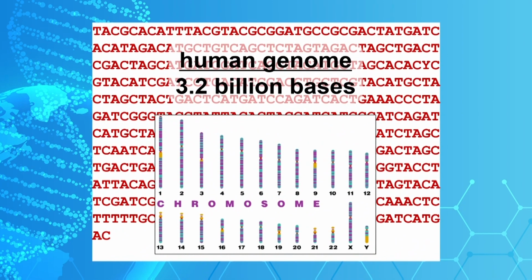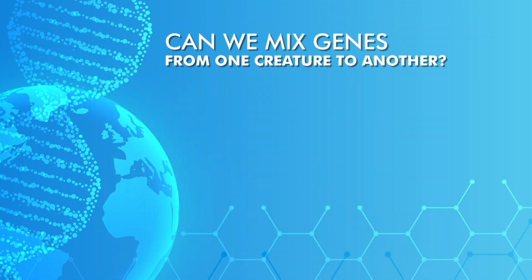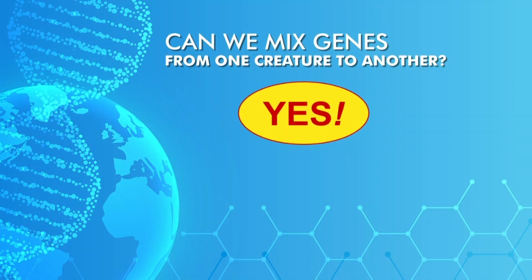And if we talk about the human genome, with the combination of these letters, the DNA is 3.2 billion bases long, and this 3.2 billion bases long DNA is compressed in the form of 24 chromosomes. Now, the question is, can we mix the genes from one creature to another? After learning all this, the answer is certainly yes.